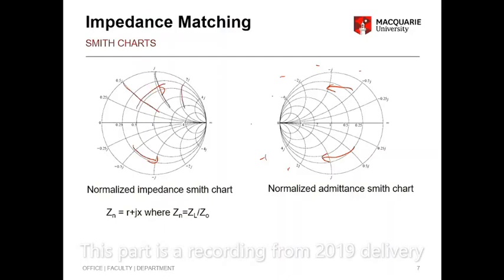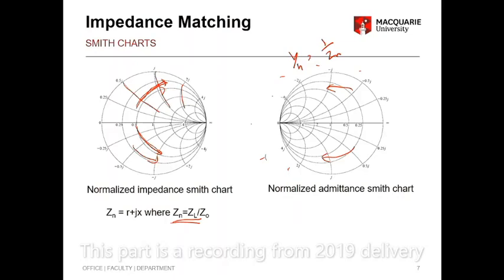So if you travel along the constant resistance circle, you will notice when you travel towards the right hand side or clockwise, you will increase reactance. If you travel anti-clockwise, you will increase negative reactance. Okay. Now the same way when we represent Zn, you can represent Yn, which is 1 over Zn in the Smith chart.